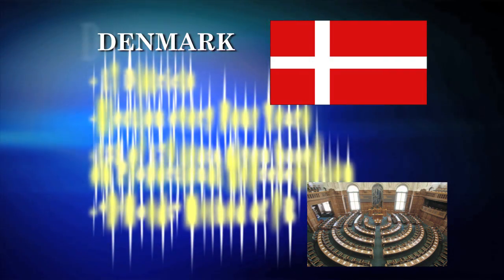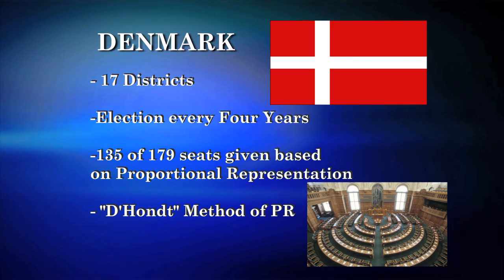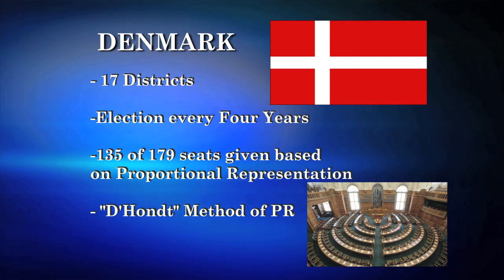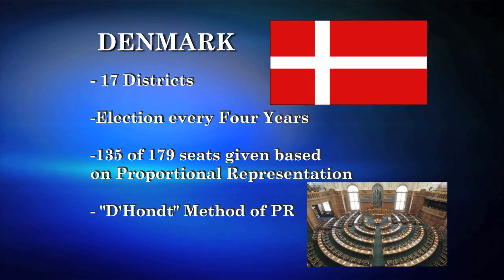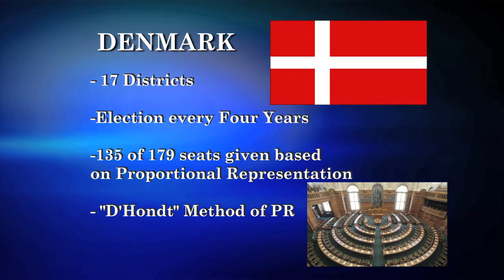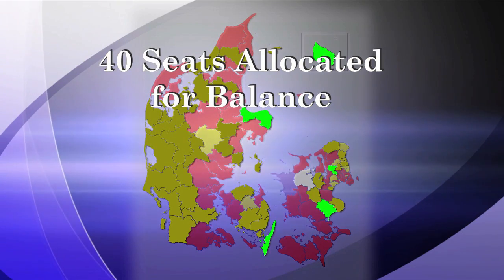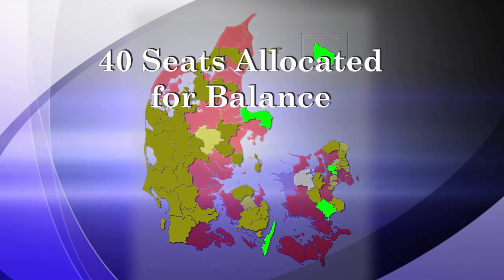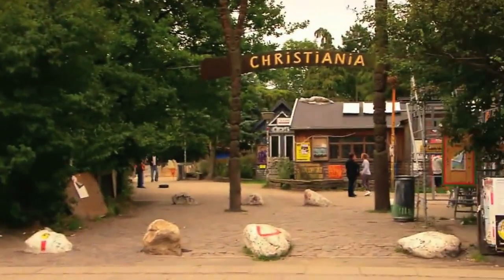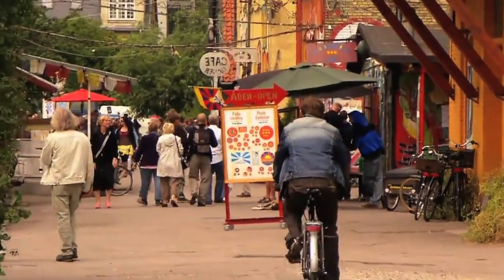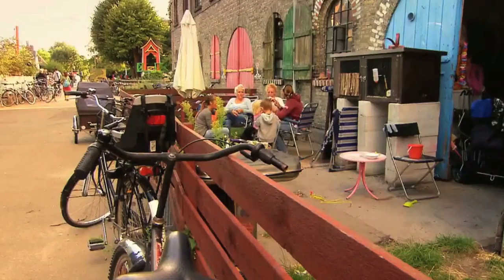There are 17 districts in Denmark. Every 4 years, an election is held to determine which parties will represent a district. 135 of the 179 seats are given to these parties, who receive a large percentage of the vote. This is called the D'Hondt method of proportional representation. The remaining 40 supplementary seats are allocated to even out the district and nationwide vote. In other words, these 40 seats are to balance the differences between how a district votes compared to the entire country. The remaining 4 seats are saved for representatives from both Greenland and the Faroe Islands.